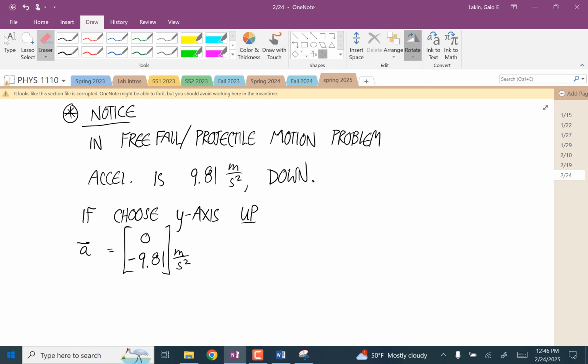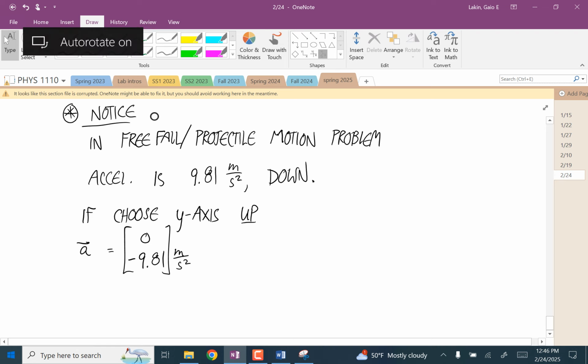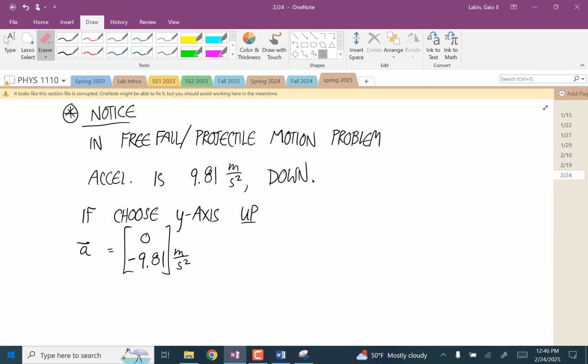And by the way, this 9.81 meters per second squared is called lowercase g. So you can also think of this as lowercase g pointing down. Sometimes you'll see that lowercase g, that's what it means. And that means as components, you could write the acceleration as 0, negative g.